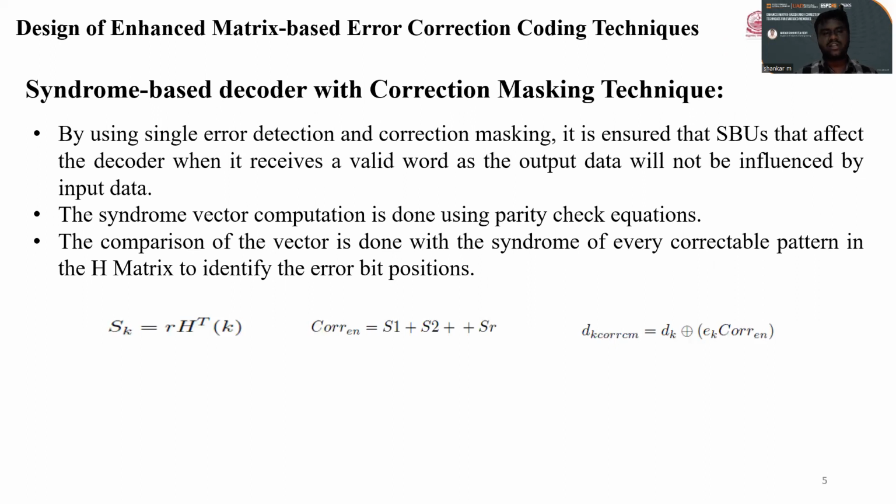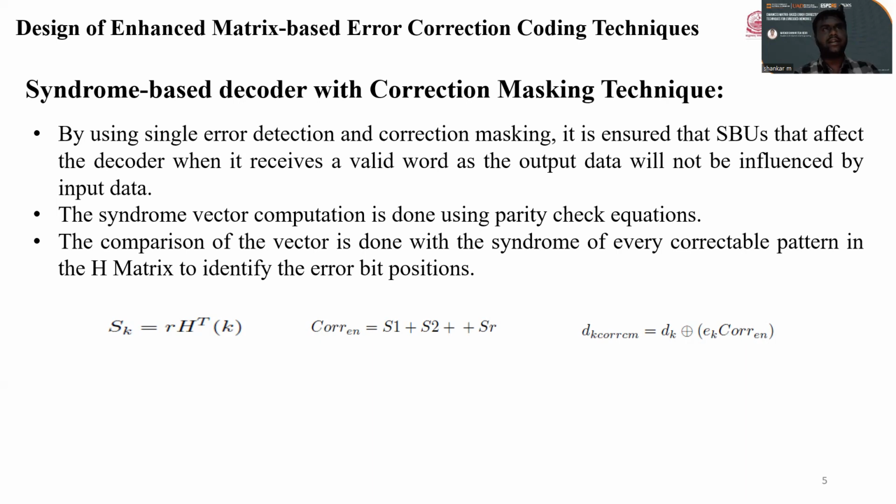Coming to the syndrome-based decoder with correction masking technique, let me brief you about the syndrome-based decoder. How does it work? A syndrome-based decoder is generally a decoder used to detect and correct the errors in the input it is given. The major things in it are two: a parity check matrix and a syndrome vector. The parity check matrix is used to create parity check equations, which are used to compute the syndrome vector. So the syndrome vector is the major thing over here.